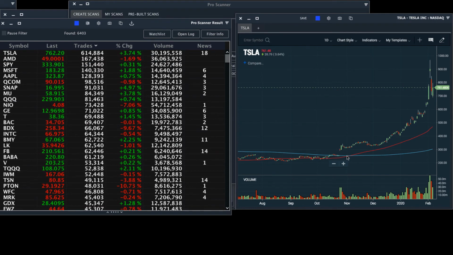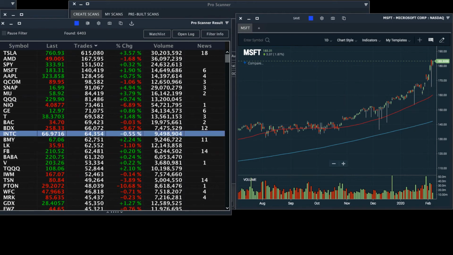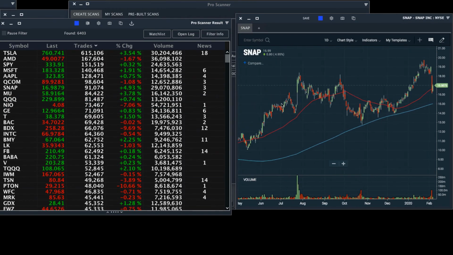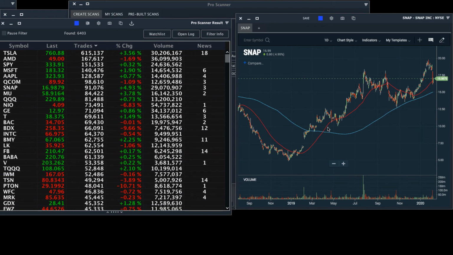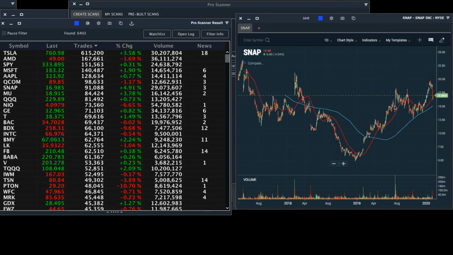So Tesla, we can see the 50-day moving average crossed above the 200-day, and then the stock proceeded to break out. There's no cross on Microsoft, but the 50-day is trending above the 200-day. Similar with Snapchat, we can see that once the 50-day moving average, which is the red line, crossed over the 200-day moving average, the stock really started to turn around after somewhat of a downtrend.